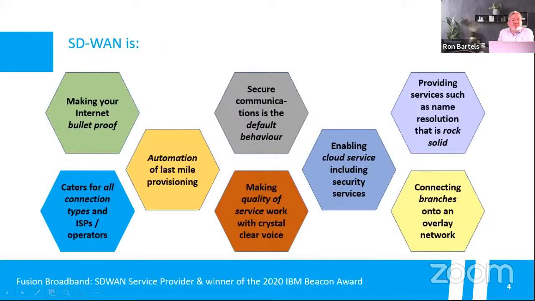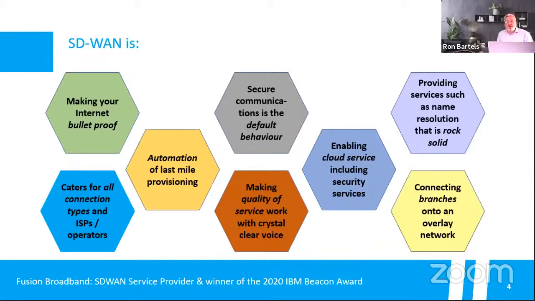What is SD-WAN? Well, firstly, SD-WAN is about making your internet bulletproof. It is about catering for all types of connections across multiple ISPs and network operators. In this instance, it would be fiber, fixed wireless, and sometimes even, although it isn't so much the case anymore, technologies like ADSL. LTE might be an option, but it's typically always a last resort, because for a business, you don't want your site to be running exclusively on LTE. You would like something that's more reliable.